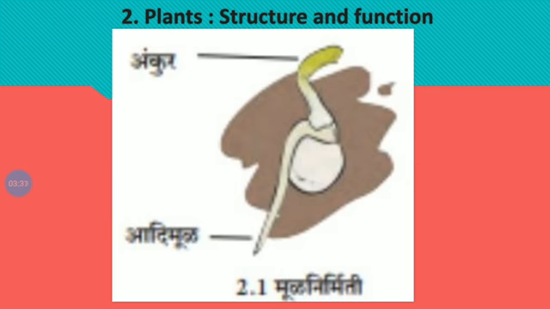after 2-3 days, the part that grows from inside the seed towards the soil is called the radicle. We called it in Marathi Adimul, and the part that grows above the soil is called plumule. त्यालाच आपण मराठीमध्ये काय म्हणतो, अंकुर असं म्हणतो.